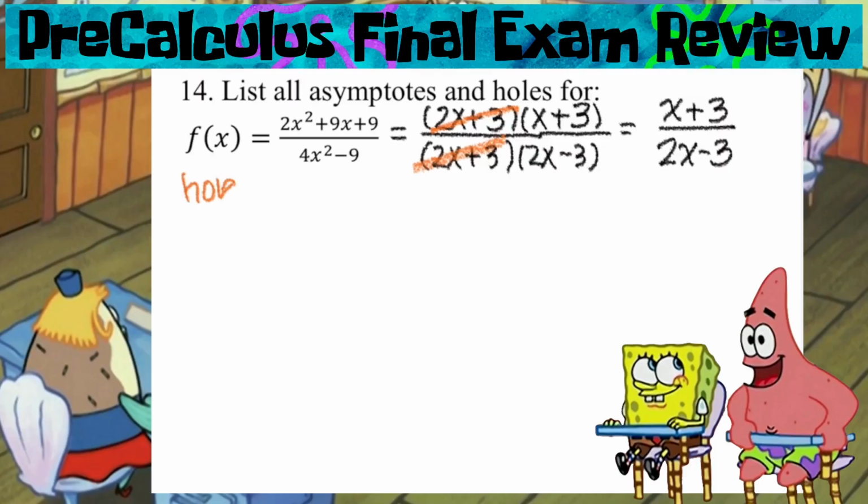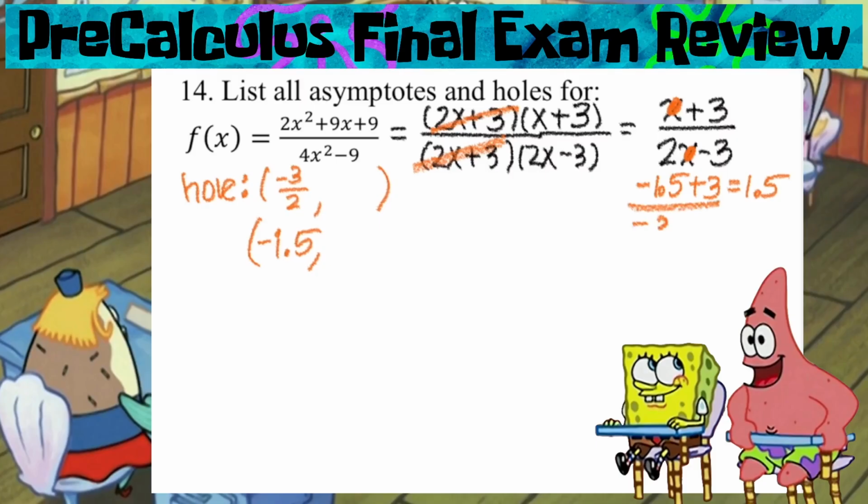As for the hole in question, we're going to get our x coordinate by setting the factor equal to 0 and solving for x. That's negative 3 over 2 if I do it with a fraction. If I do it with the decimal, that is negative 1.5. To get the corresponding y coordinate of the hole, you're going to take that x value and fill it in for x. So whether we do it as a decimal or a fraction really doesn't matter. Negative 1.5 plus 3 on top is 1.5. On bottom, 2 times negative 1.5 is negative 3, minus 3 is negative 6.